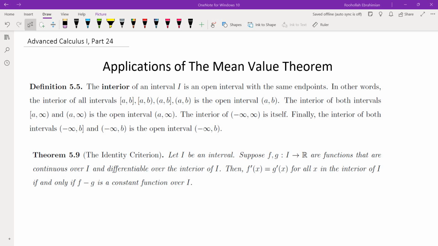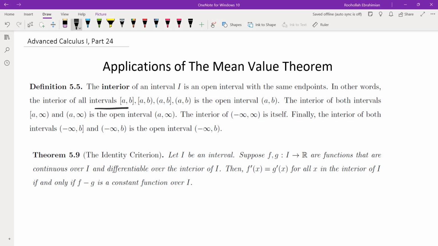Since we are going to be dealing with intervals that are both sometimes closed and sometimes open, but we are only talking about derivatives over open intervals, we need this definition. This is called interior of an interval. So interior of an interval basically means the interval excluding its endpoints.